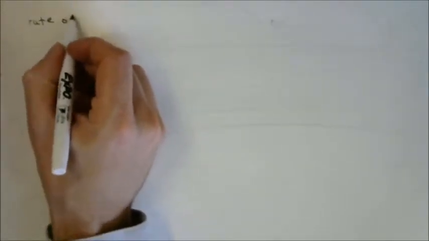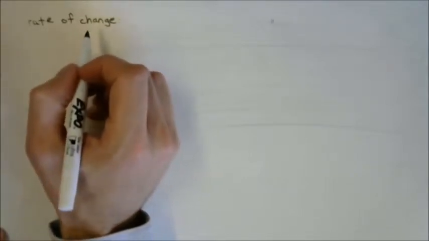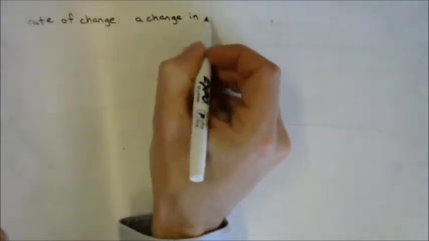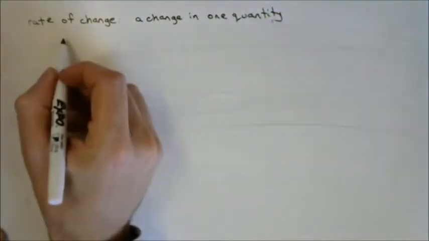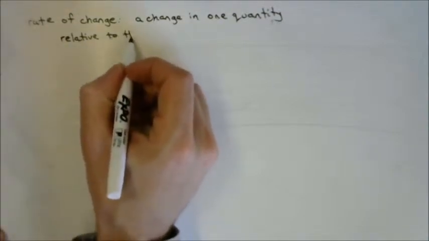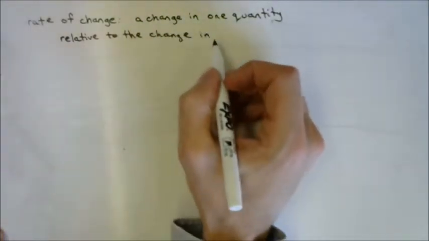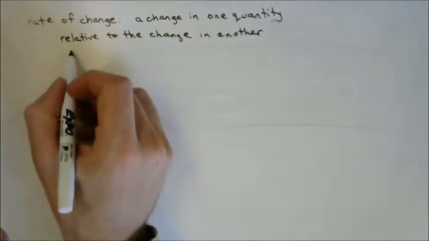In the rest of your space in the top right, you can put this definition. Rate of change is a change in one quantity relative to the change in another quantity.